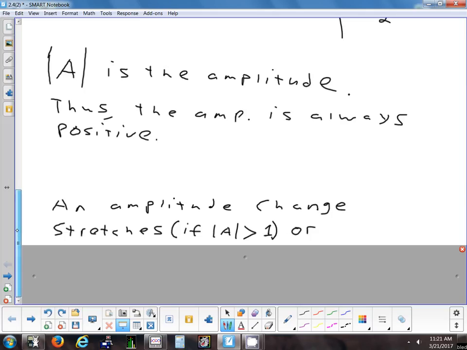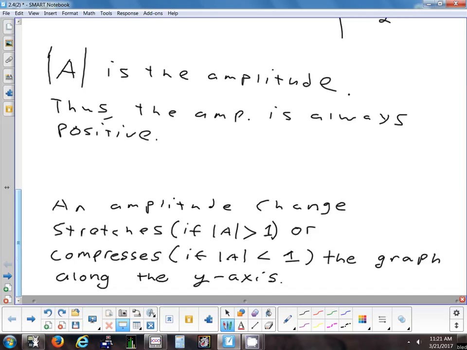And then if you put a number in front that has an absolute value of less than 1, 1/2, that would compress it. 2/3, that would compress it. -1/4, that would also compress it. But the negative would also cause a flip at the same time. Okay, so any questions about if you put a number in front, whether it's going to cause your graph to stretch or whether it's going to cause it to compress?